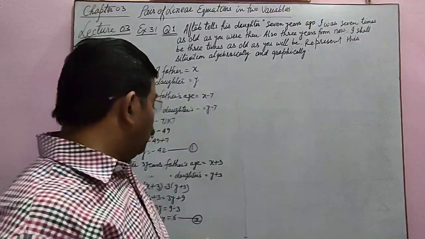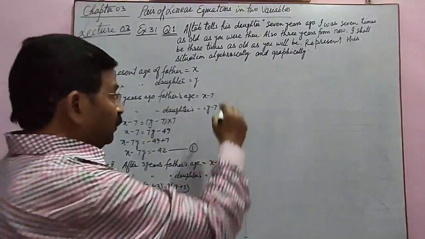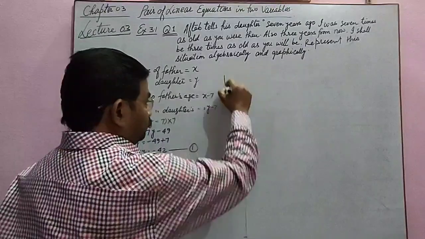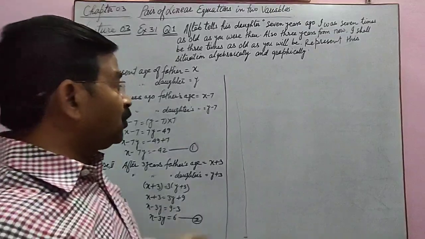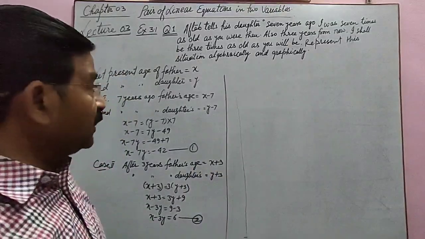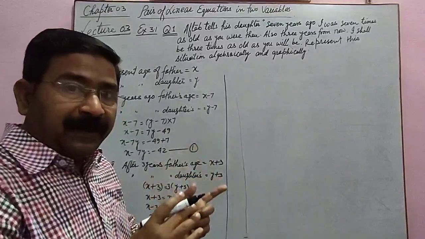Now we have to represent this situation graphically. I have told how to plot the graph. We have to plot the graph of the equation. Yesterday I told how to plot the graph. Again I am repeating this.